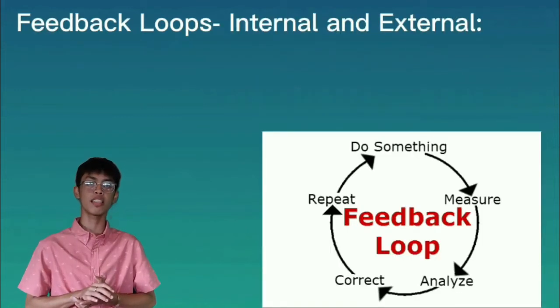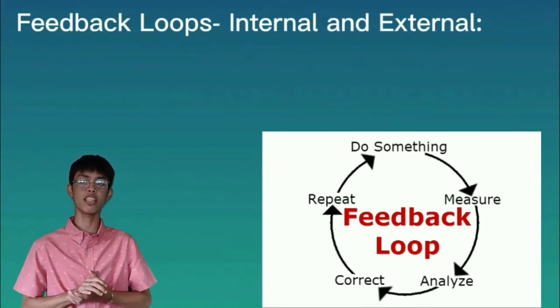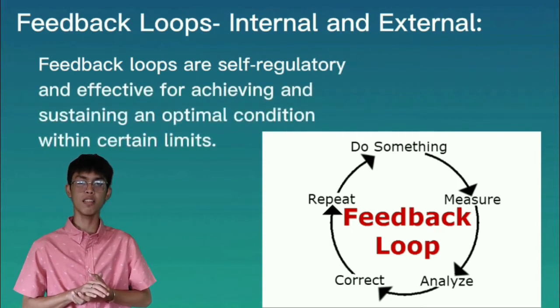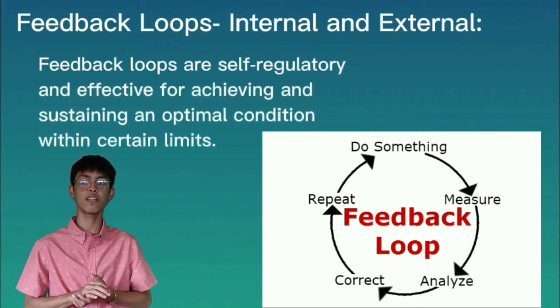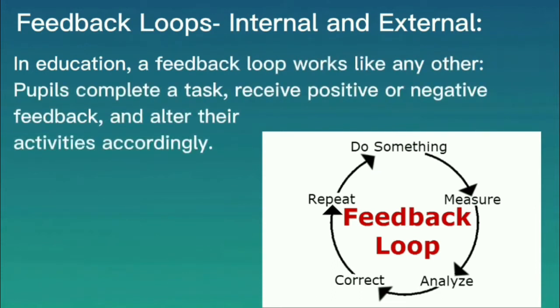Feedback loops, internal and external. Pleasant or unpleasant natural cycles are possible. Feedback loops are self-regulatory and effective for achieving and sustaining an optimal condition within certain limits. In education, a feedback loop works like any other. Pupils complete a task, receive positive or negative feedback, and alter their activities accordingly.